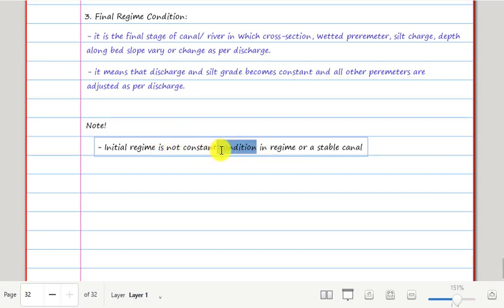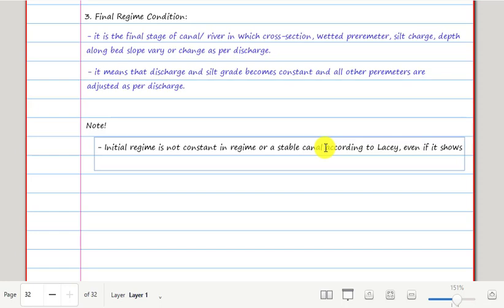Let me correct this sentence structure. Initial regime is not constant in regime or stable canal according to the previous discussion, right? Based on the Lacey theory. Even if it shows no silting and scouring, right? From the previous discussion we can conclude that according to Lacey, initial regime is not constant in regime or stable condition even if it is showing no silting or no scouring, right? But Kennedy said that if there is no silting and no scouring, then canal is going to be in stable or regime condition.